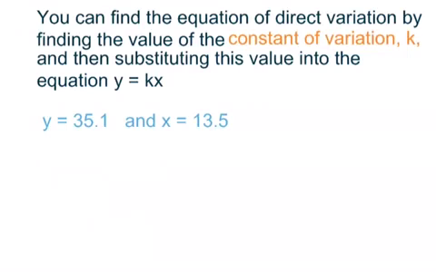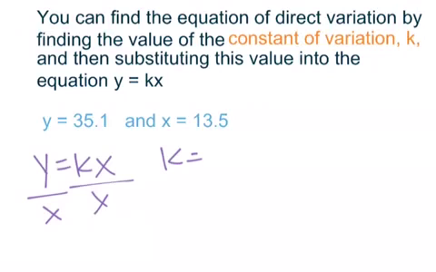Alrighty, the next way is you can find the equation of direct variation by finding the value of the constant of variation, which is K, and then substituting this value into the equation Y equals K times X. So right here, this is going to tell you that Y varies directly with X. So we're going to set it up as Y equals K times X. Let's do purple. We're going to switch this up by dividing by X on both sides. So we're going to get K equals 35.1 over 13.5.